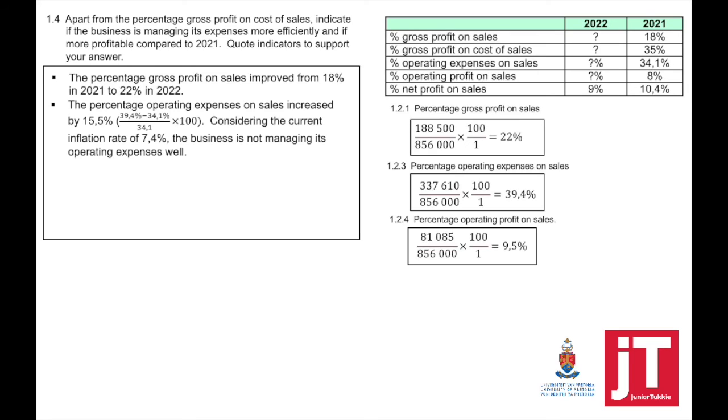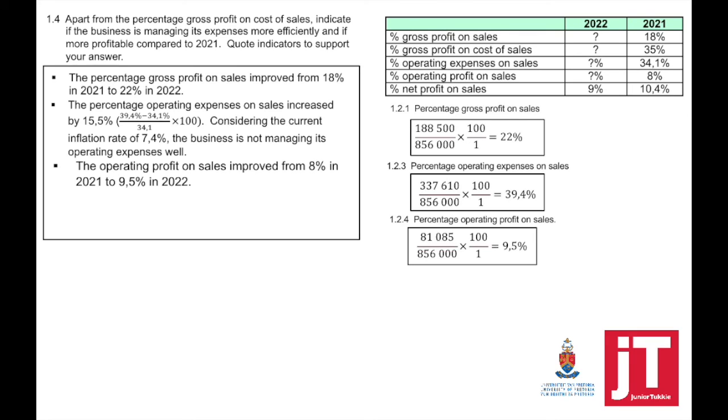Now, if we consider the current inflation rate, which is here about 7.4%, the business is not managing its operating expenses well. Please make sure, do not say it increased by the difference between those two, which will be 5.3%. It's 5.3% divided by 34.1 times 100. The actual increase is 15.5%.